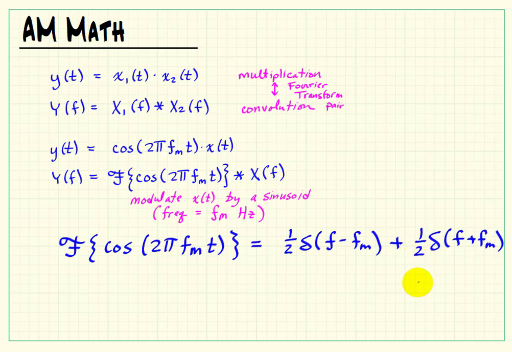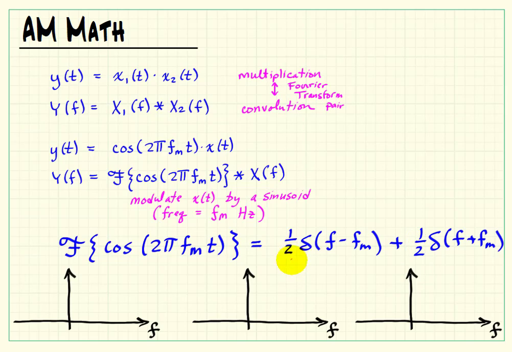Since the original amplitude was 1, when we divide that in half, then we need to reduce the amplitude by a factor of 2. So the delta function, or delta of f minus fm, is actually the component on the positive side. Delta of f plus fm is the component on the negative side.